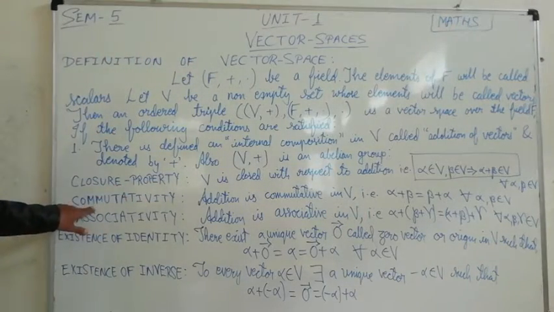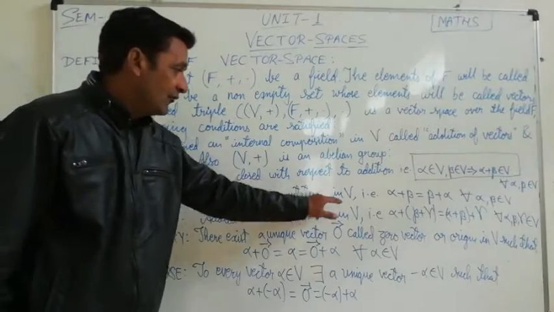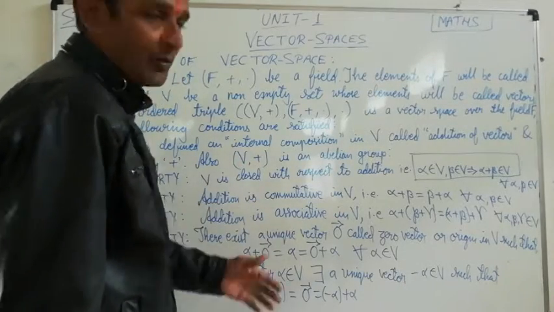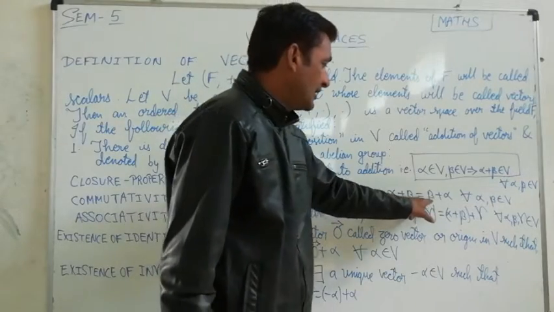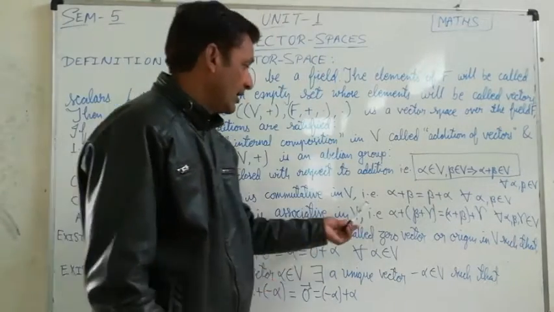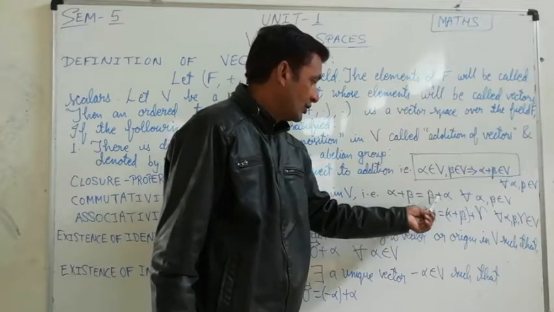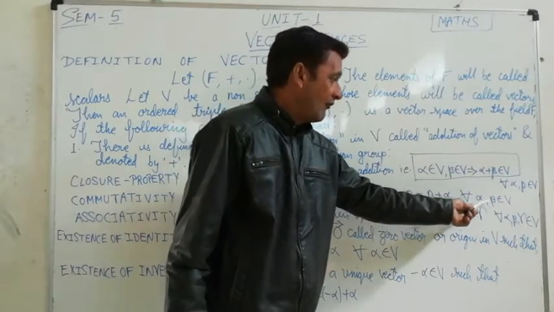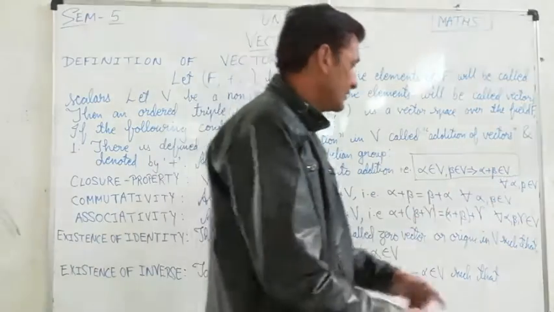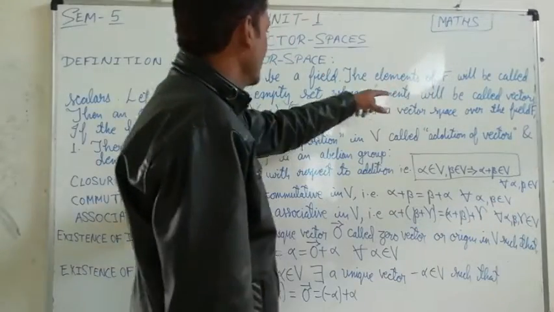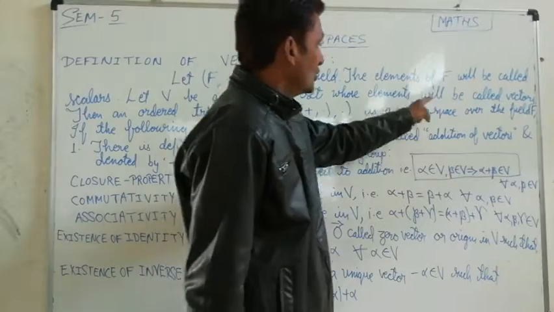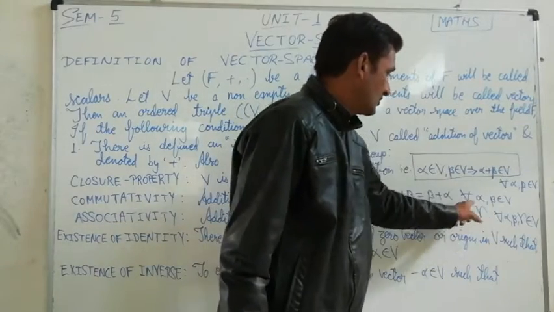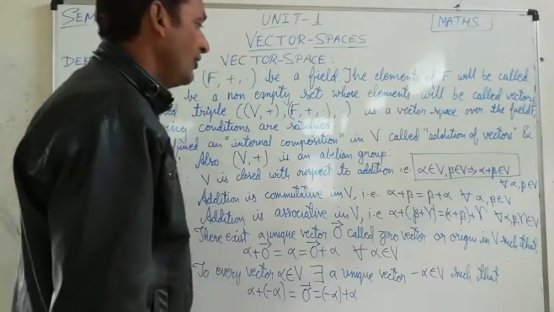Now commutativity: addition is commutative in V. Commutative property you know very well, that is alpha plus beta is equal to beta plus alpha. Here alpha plus beta should be equal to beta plus alpha for all alpha, beta in V. V is the non-empty set whose elements are called vectors, so for all alpha, beta in V.